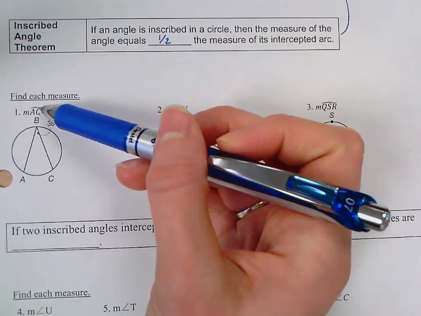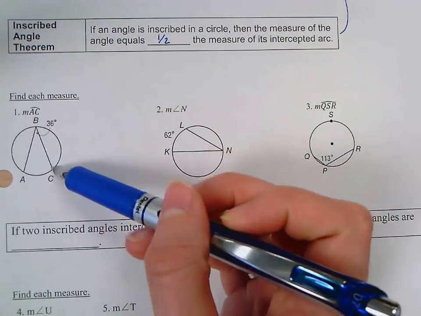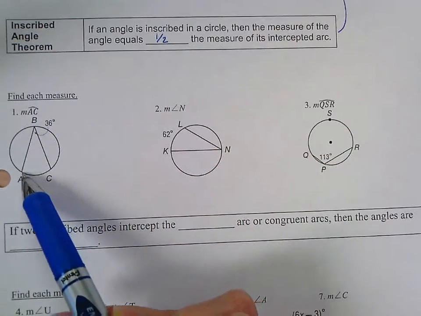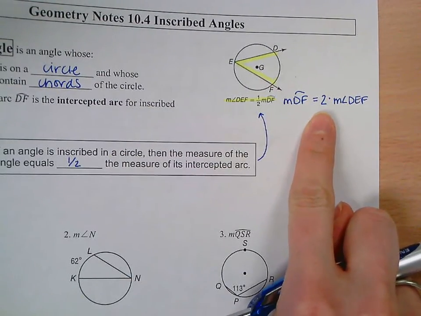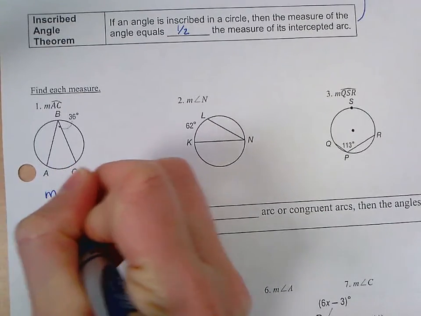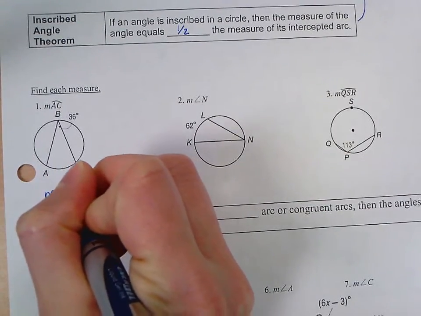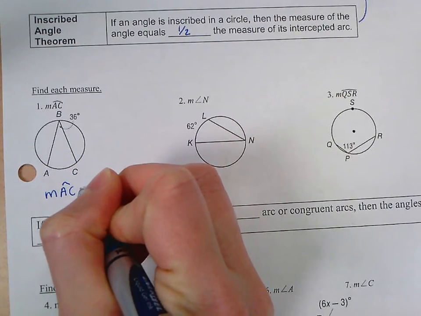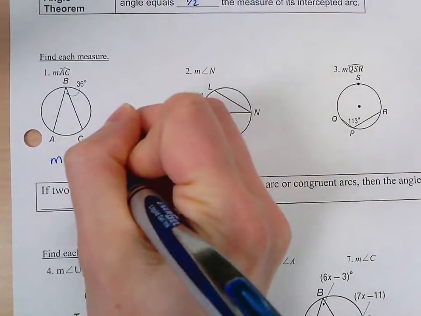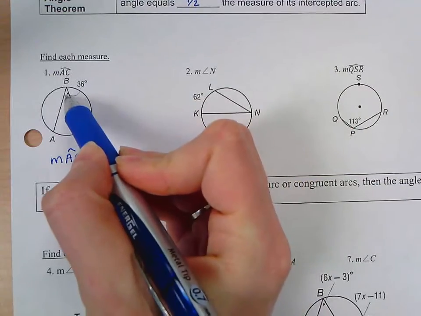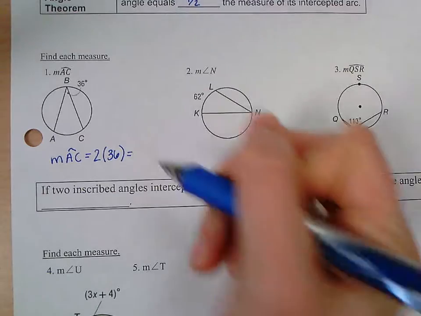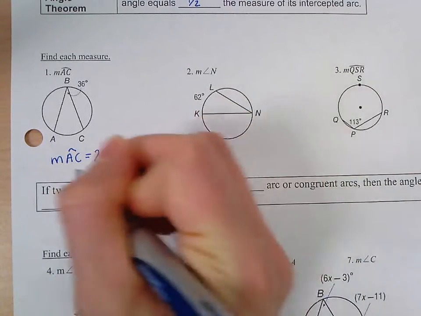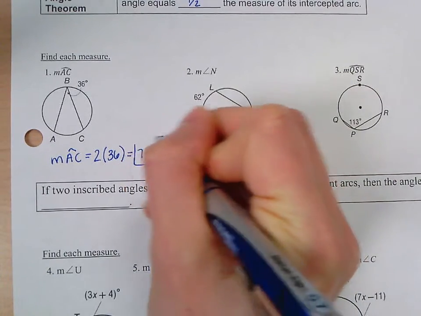If we are looking for the measure of arc AC, so the measure of the arc, this would be like that second equation I wrote up here. It's twice as big as the angle, or twice the measure of the angle. So I'm just going to write this here, so if you're looking at your notes, you know where you're getting your answer from. The measure of arc AC is equal to 2 times the angle measure, which is 36 degrees. And then 2 times 36 is 72. So the measure of arc AC is 72 degrees.